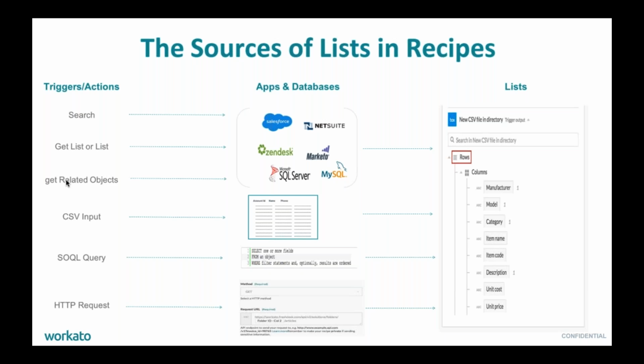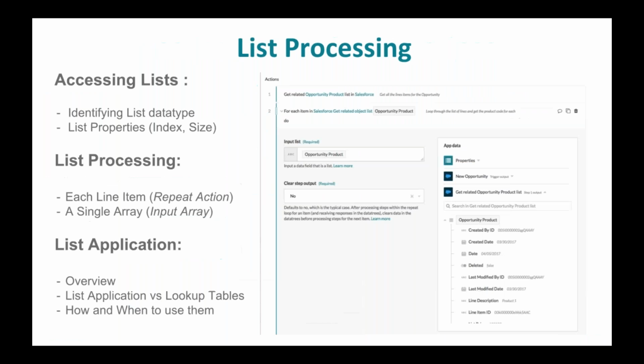And all of these lists, once they appear inside the recipe, are now available for processing in other steps. So in step 1 or in the trigger, you may get a list, and then later on you may have to process this list one by one. Examples are order lines for an order, or opportunities and products. Donations as part of a batch, those are all lists that you process.